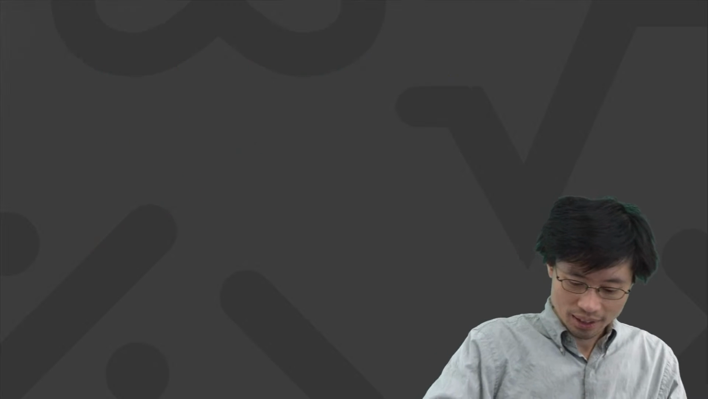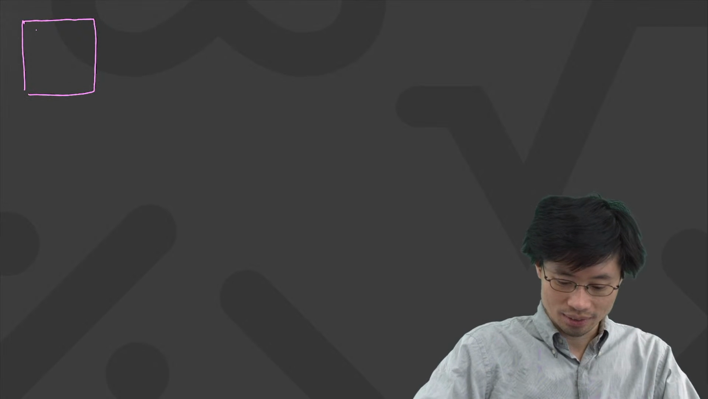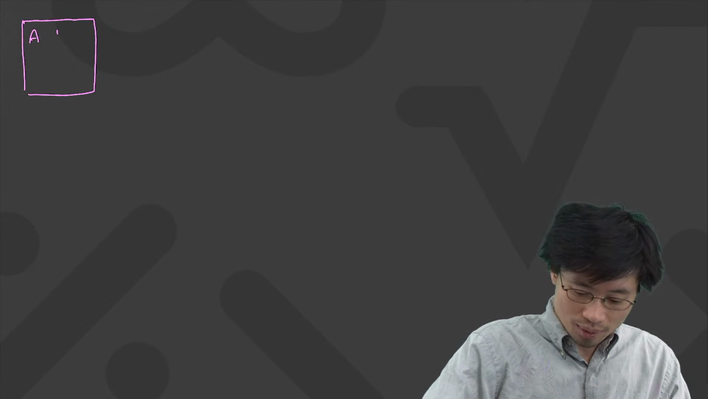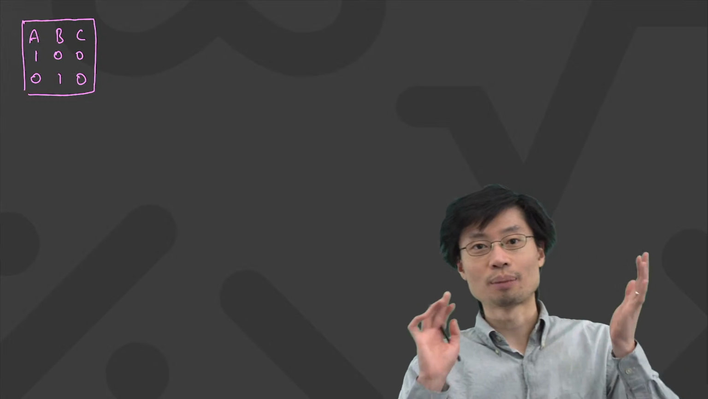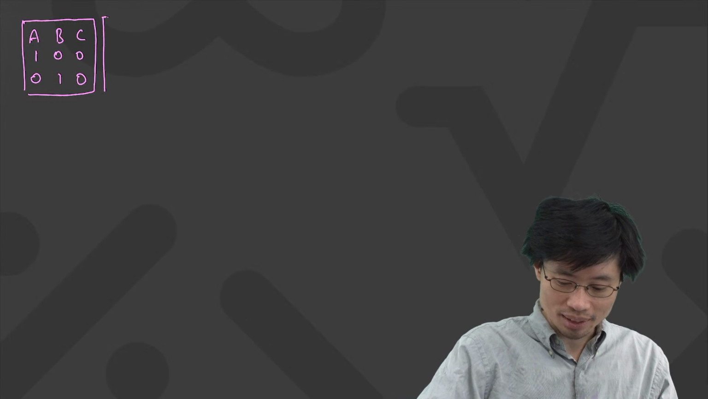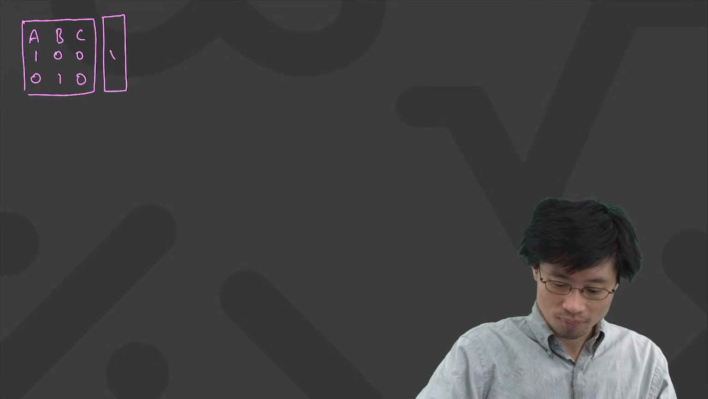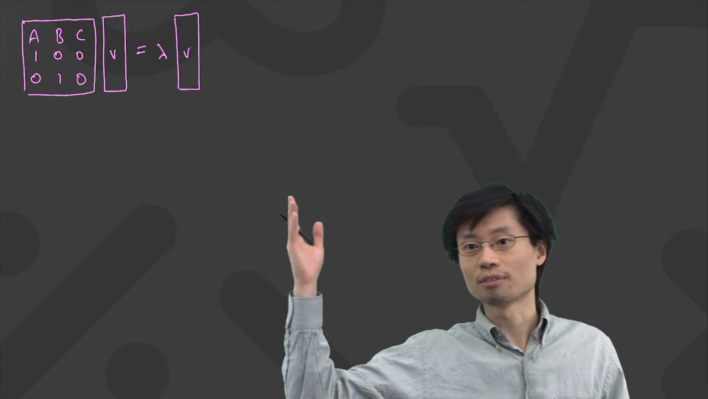Next page, I need to worry about ABC. So I have this A, B, C, 1, 0, 0, 0, 1, 0. I need to do the nth power of it. So I need to start thinking about this thing times these v's equals lambda times a v. Okay? I need to solve for these things.